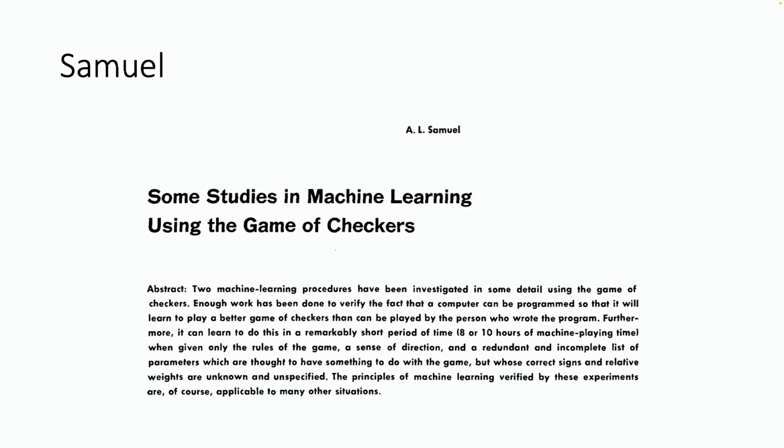'59. No, C didn't exist yet. Well, 70s, right? The predecessors to C were in the 60s. So he talks about 8 to 10 hours of machine playing time. That would probably be about 8 seconds on a modern computer, in terms of how fast computers are compared to what he would have been using.